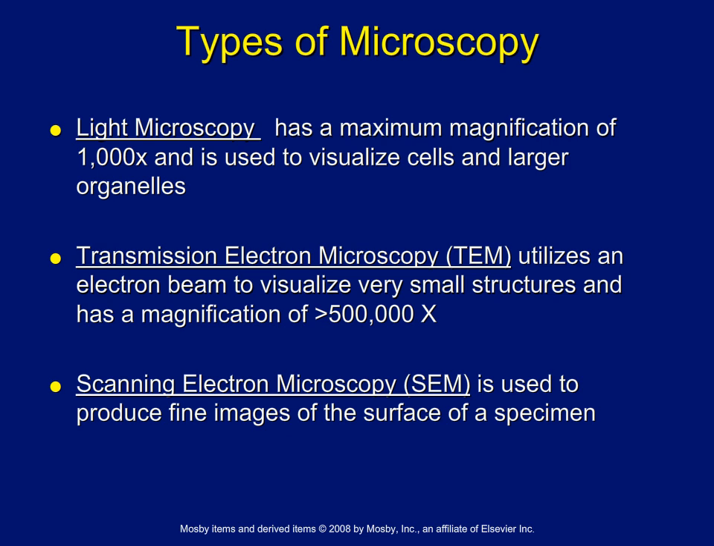Now, the third type of microscopy is called scanning electron microscopy. We don't use it very much to look at tissues because it's used to look at the surface of a specimen. It doesn't see through the tissues like the other two types do.